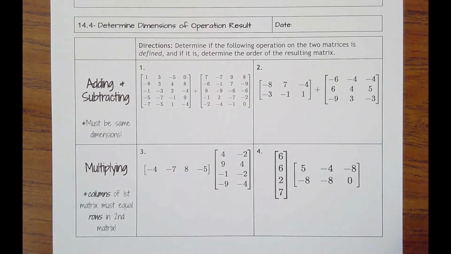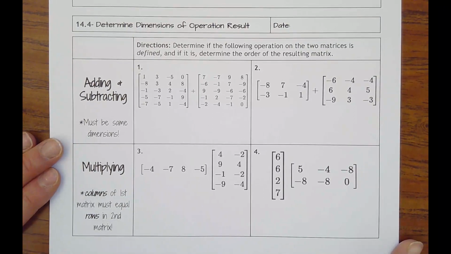Lesson 14.4 is determining the dimensions of the results of an operation. And so we're just dealing with adding and subtracting and multiplying. You never really divide matrices. So it says determine if the following operation on the two matrices is defined, meaning can it happen? And if it is, determine the order or the dimensions of the resulting matrix.